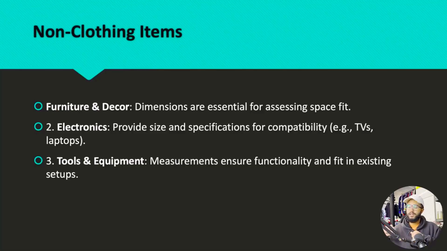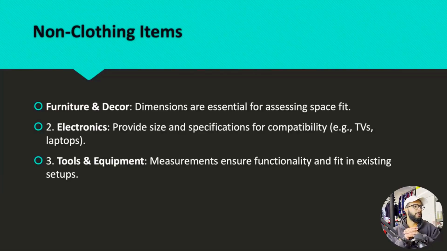So if you want to branch out a little bit out of clothing, for furniture and decor, dimensions are essential. Make sure that you take the width, length, height, all of those dimensions. The more measurements, the better. And make sure that you explain, like I said, in the description, how and where these measurements were taken. Electronics: size and specifications. So TVs, laptops, for example, a 45-inch screen, or a laptop might be a MacBook Air 13.3 inches, for example. Make sure that you specify that because people only want a specific size, especially when it comes to technology.